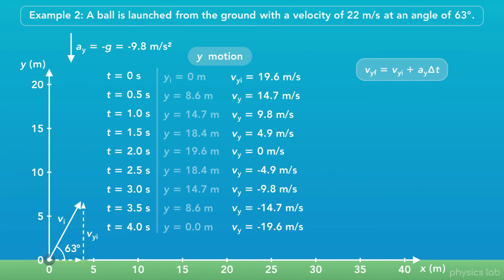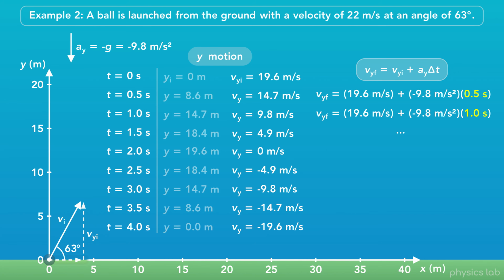We can find the y velocity at each time using this equation. The initial y velocity is 19.6 meters per second, and the y acceleration is negative 9.8 meters per second squared. Notice how the velocity starts at positive 19.6, it decreases to 0 at 2 seconds, then it becomes negative and increases in magnitude. Again, this is how the equation works. The initial velocity is positive, and we subtract from it each second because the acceleration is negative.